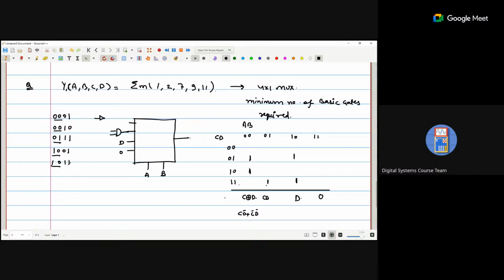C bar, D bar, okay, C connected with D bar, ANDing, and D connected with C bar, ANDing, and after that it is a 4. Okay, after that it is a 4. So here we are getting a C XOR D, here we are getting a CD, here only D, and here it is a 0. So how many gates do we require?